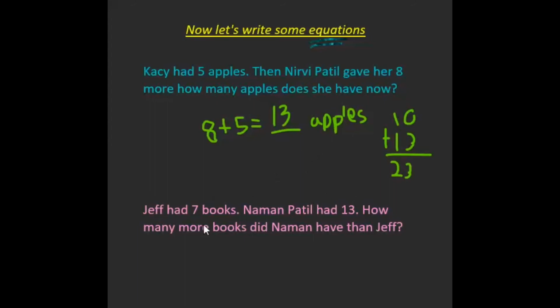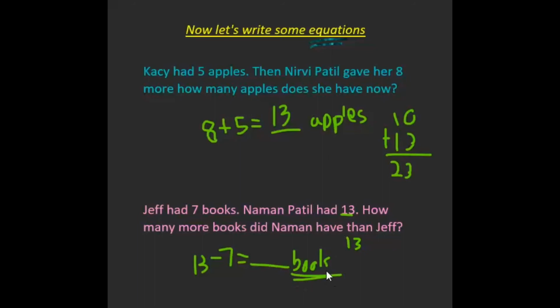We know that this is a subtraction one. Okay, so Jeff had 7 books. Naman had 13. How many more books did Naman have than Jeff? So see, here we are, that two-digit number that we needed to use. So our equation would be 13 minus 7 equals blank. Okay, and then books. We really need to write down this unit here.